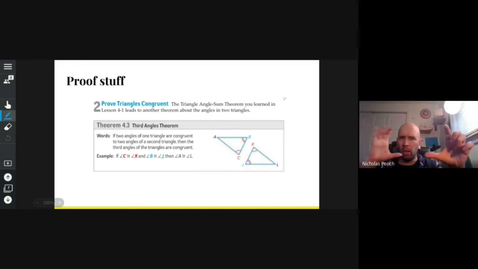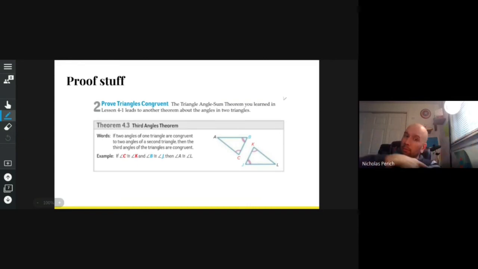I worded that terribly. If I have two angles over here on this triangle and two angles over here on that triangle, and this angle is the same as that angle, and this angle is the same as that angle, then it must be the case that the third angle in each triangle are equal to each other. That's called the third angles theorem, the TAT, if you will. TAT talk.